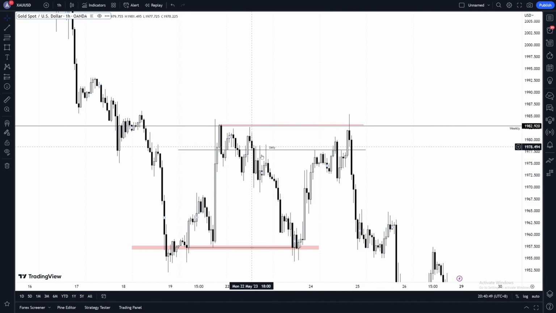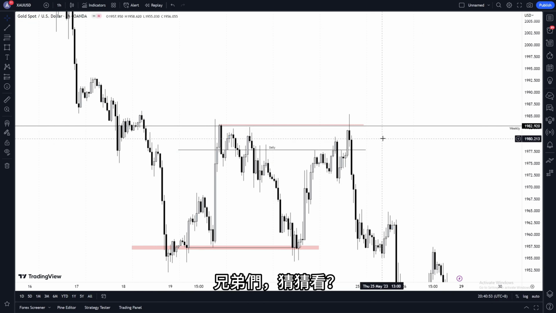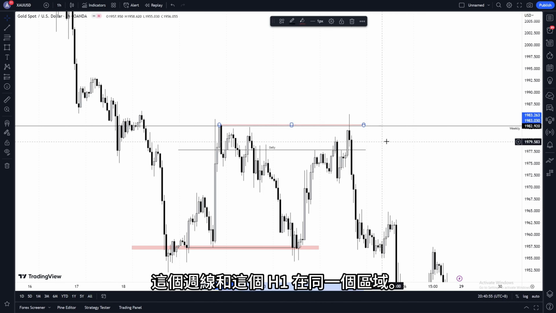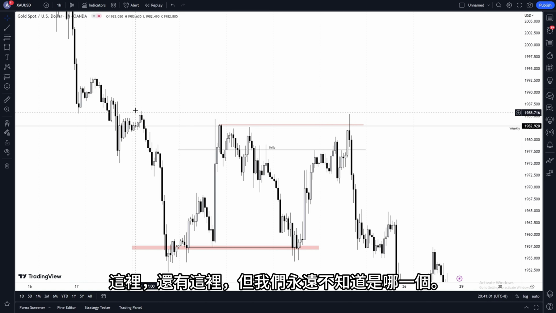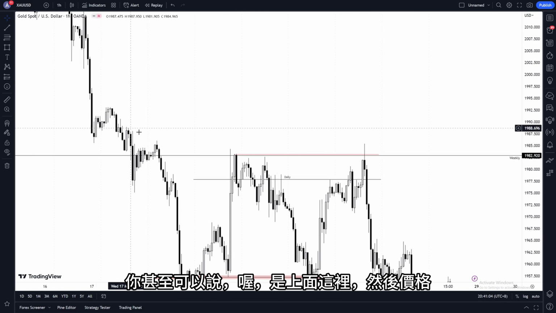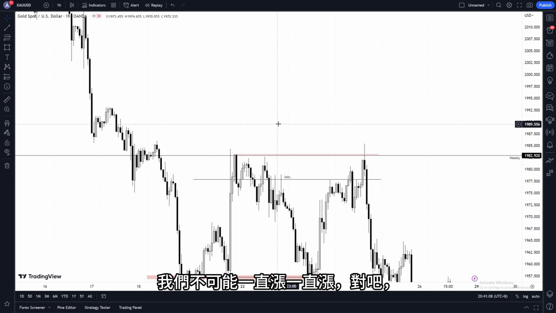Go for that right there. This is a daily. This black line is a weekly. Guys, guess what? This weekly is in the same area of this H1. Can we all agree with this? Yeah, sure, we have ourselves some more refinements up here, but we never know which one. We could even say, oh, up here, and then price just goes for a deep retracement and closes with a wick. We can't keep going up and up and up, right, my friends?